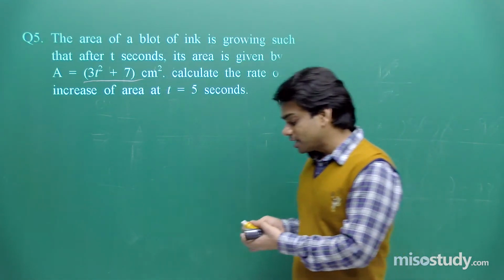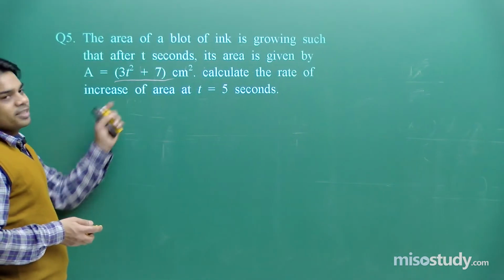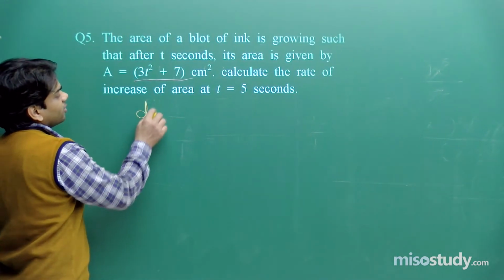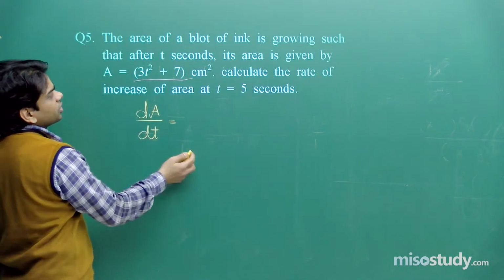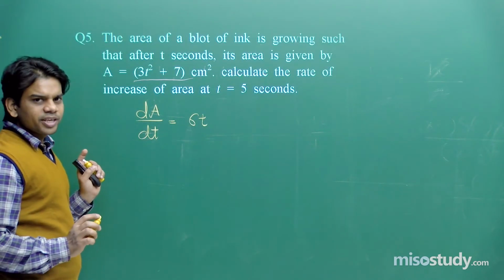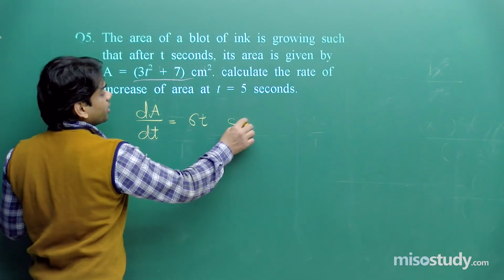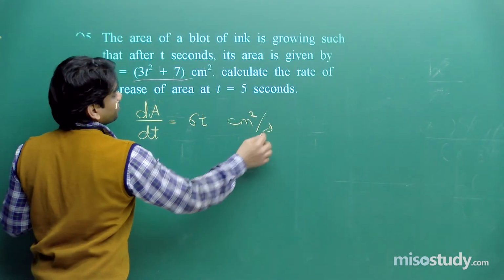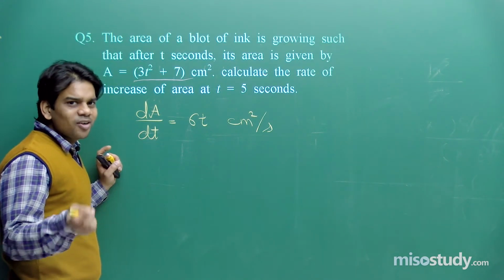Let's find out that. Area is depending in this way. So if I write dA by dt, just differentiate this, you will get 6t, that's it. Constant differentiation is 0, so I'm not worried about that, and its unit will be square centimeter per second, because we are finding out the rate of increase of area with respect to time.